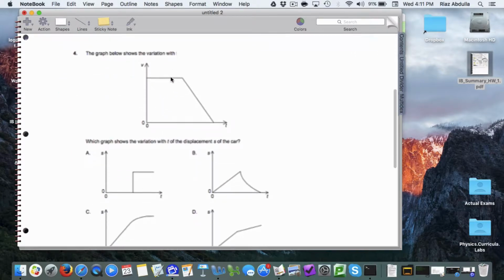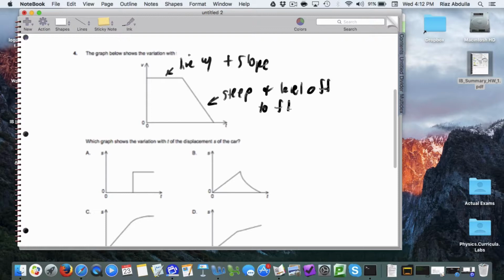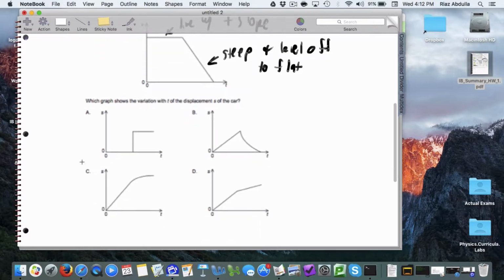Problem number 2. This is the velocity graph, and we want to know what the displacement looks like as a function of time. So let's be clear. Here we're going to have a line with a positive slope, and then we're going to see the plot start off steep and level off to flat as the velocity decreases to 0. So we're talking about choice C here.